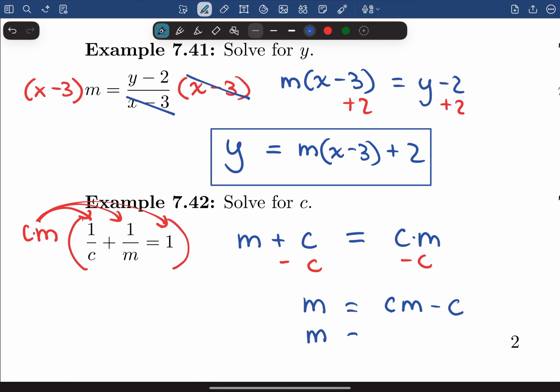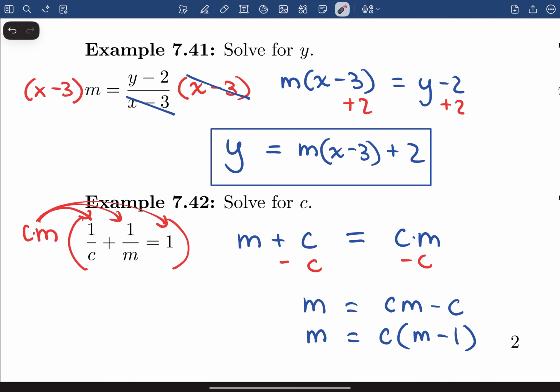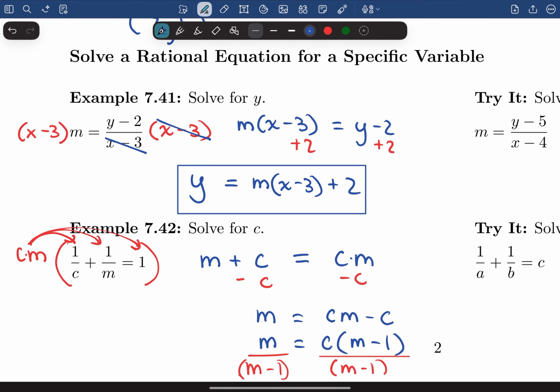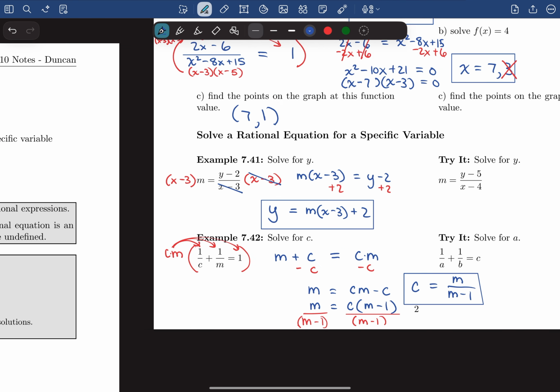And so it would make sense that I have m equals c times m minus 1. When I factor c out of these two terms, then I'm left with m minus 1. And the last thing to do to get c alone, now that I factored it out, is divide the factor m minus 1 from right to left. Okay, great. And so now my result is that c is equal to m divided by m minus 1. And I have solved for the variable c, and we have completed this lesson.